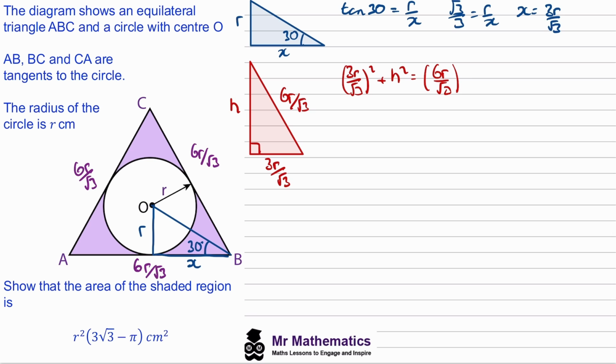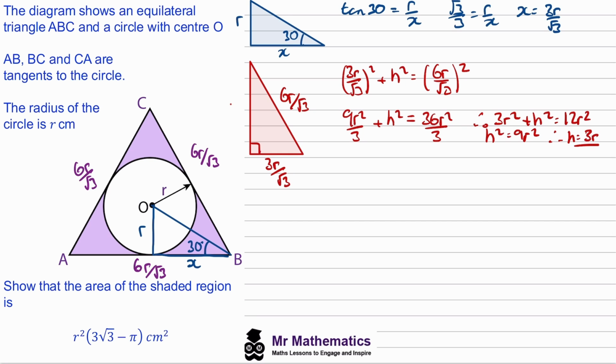So when we square the 3r over root 3, we'll get 9r squared over 3 plus the h squared will equal the 36r squared over 3. So therefore, 3r squared plus h squared will equal 12r squared. So h squared will equal 9r squared, therefore h will equal 3r. Okay? I'll label this on the triangle as 3r.